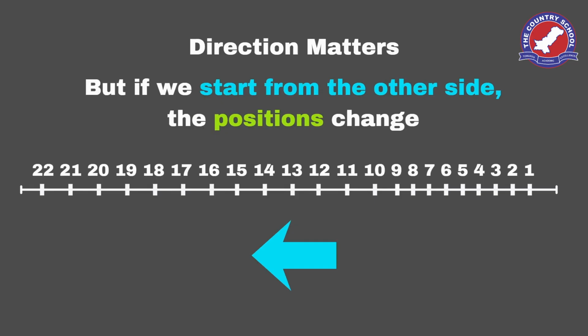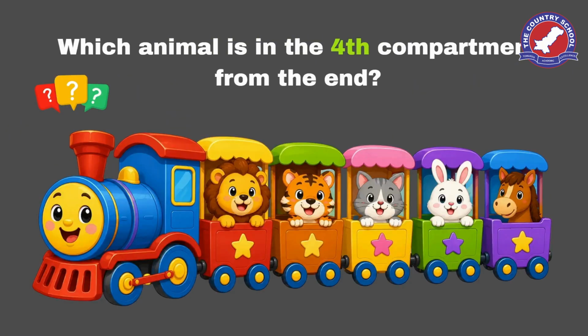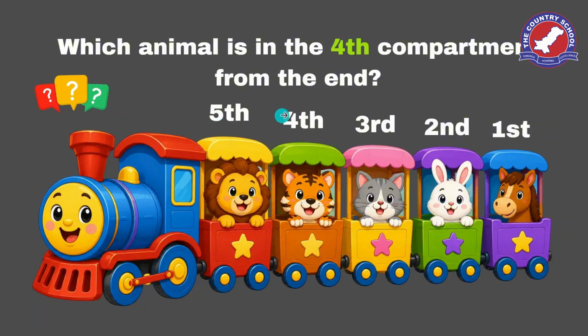If we are counting from left to right, the positions are one way. But if we are counting from the other side, the positions change. Now let's go back to our animal train. The question is, which animal is in the fourth compartment from the end? Earlier we counted from the engine side, but now let's count from the end of the train. So this compartment becomes the first, this one is the second, third, fourth and fifth.